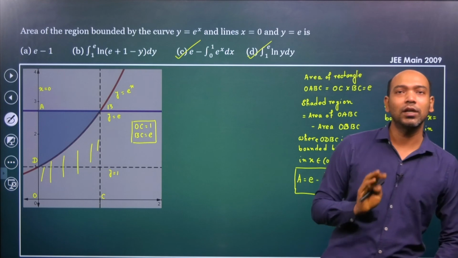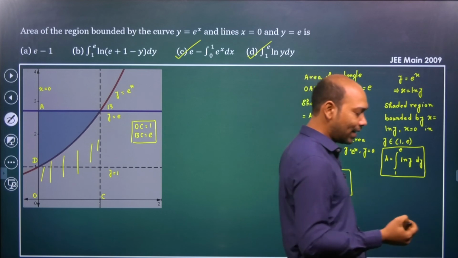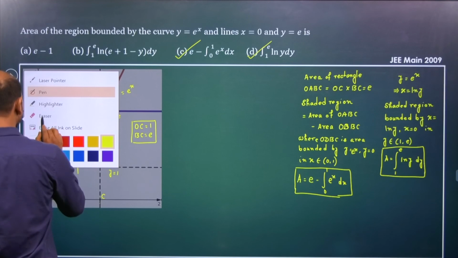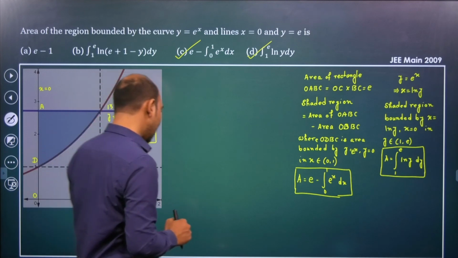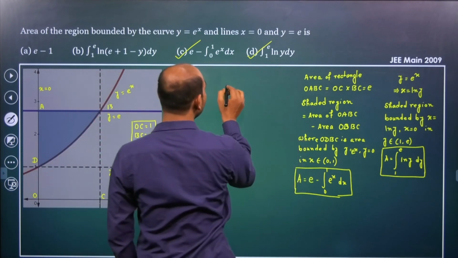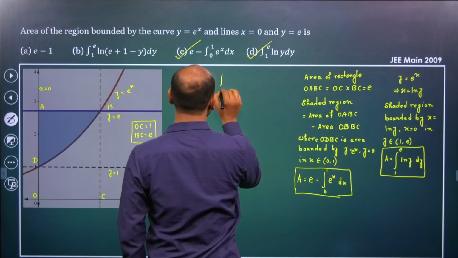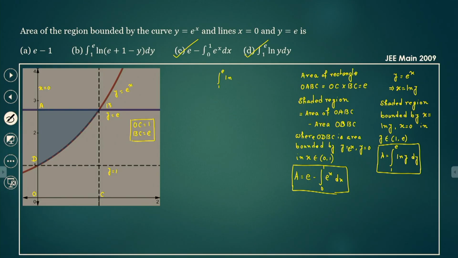So now both options are correct. We cannot leave these two options, so let's test the other two options as well. First, we remove that shaded region. Now, let's go ahead and take that integration. First, we talk about the integration of 1 to e of log of e plus 1 minus y dy.